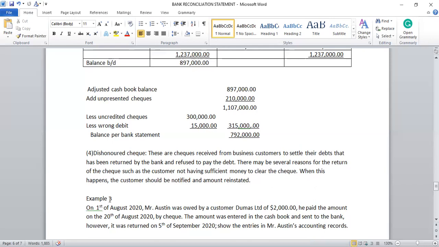Example three. On 1st August 2020, Mr. Austin was owed $2,000 by a customer, Dumas Limited. He paid the amount on the 20th August 2020 by check. The amount was entered in the cash book and sent to the bank. However, it was returned on 5th September 2020. Show the entries in Mr. Austin's accounting records.